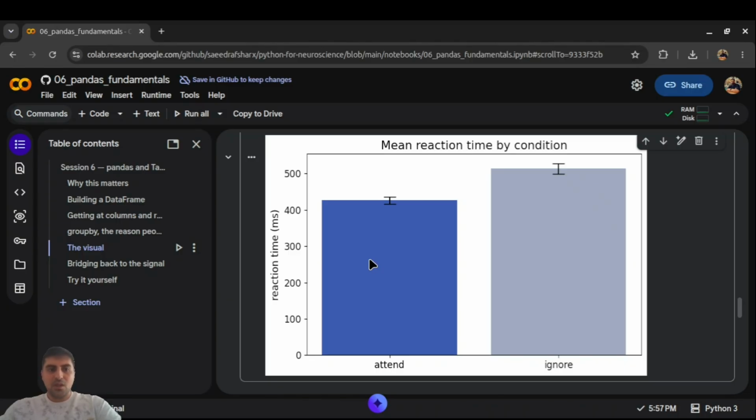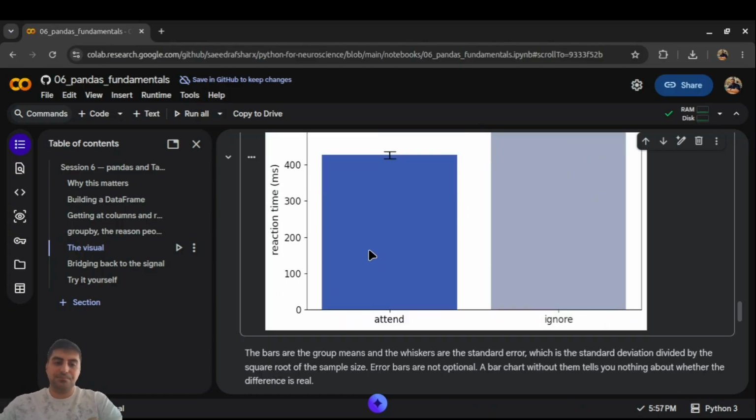So basically, a bar chart with no error bars tells you almost nothing. Two bars at different heights is not a finding. It is a picture of two averages. And averages of noisy things differ every time you run anything. Session 9 is where we do this properly and actually test it. So tune in.